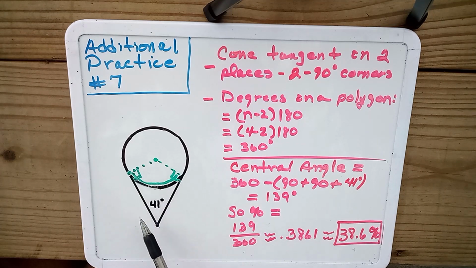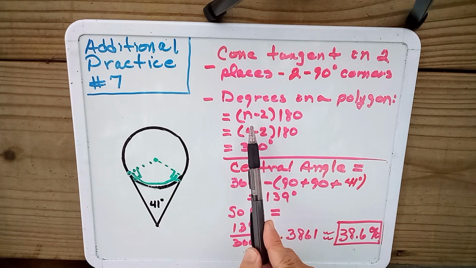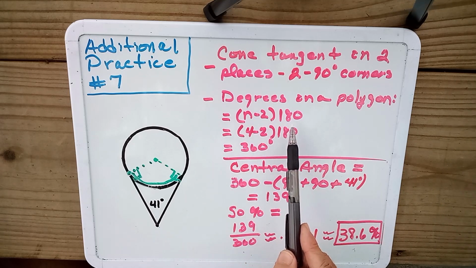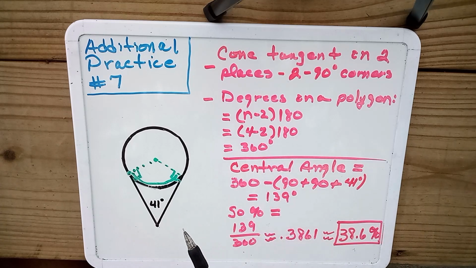So a 4-sided polygon, by the way, you should kind of have it memorized that a 4-sided polygon basically has 360 degrees in it. How do we come up with that? Here's the formula. It's the number of sides minus 2 times 180 degrees. In this case, we have 4 sides. Minus 2 would be 2 times 180, 360 degrees.